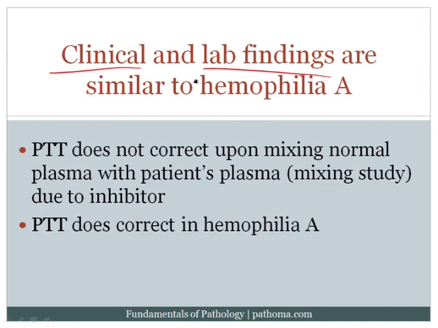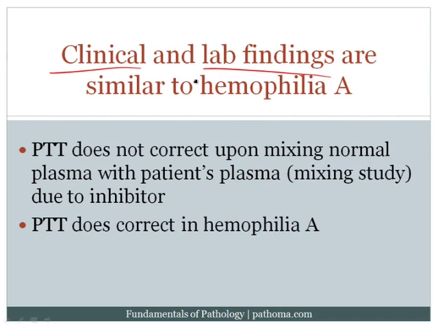When you do a mixing study, you take normal plasma and you mix it with the patient's plasma. If you take normal plasma and mix it with the patient's plasma and the patient has hemophilia A, then by giving the normal plasma, you're going to give back some factor VIII, and that's sufficient to reduce the PTT, and so make it go back to normal.